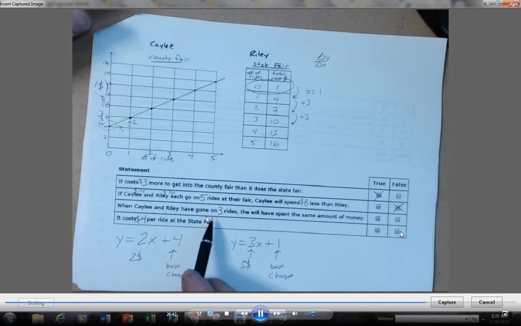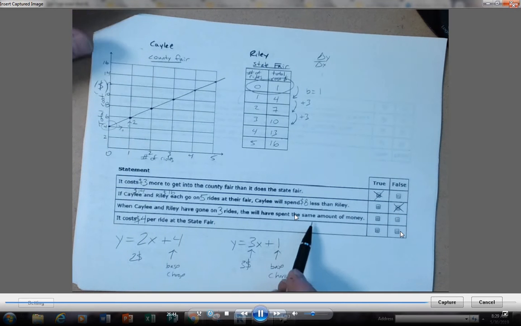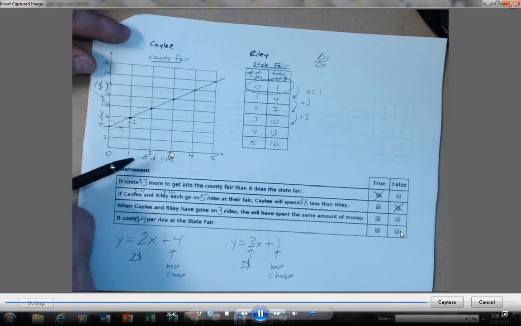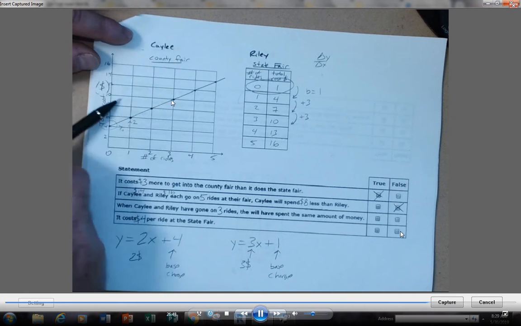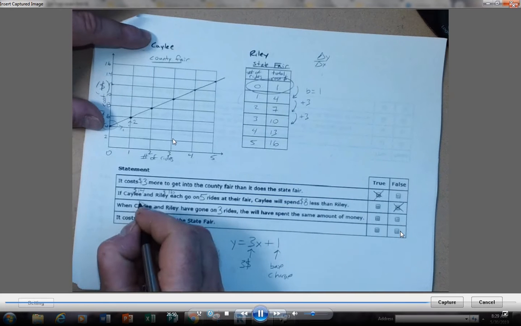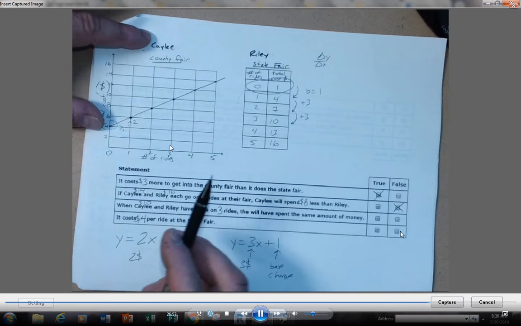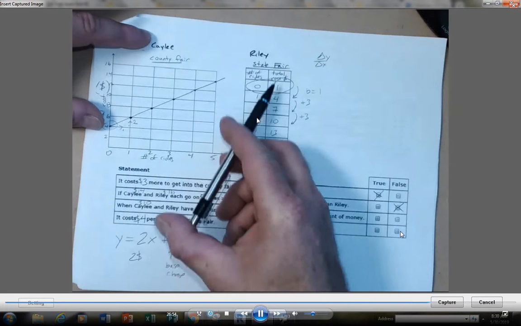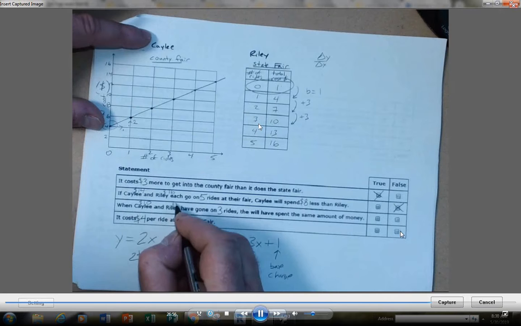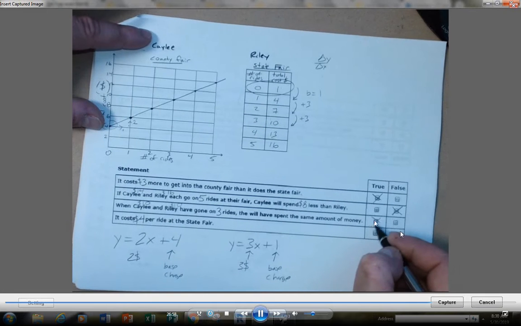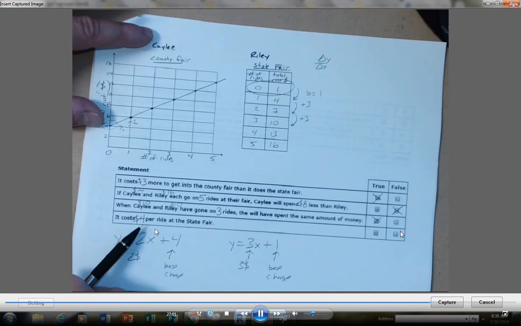Kaylee, Riley, after 3 rides, spent the same amount of money. So 3 rides, Kaylee, she spent $10. After 3 rides, $10 total she spent. Riley, after 3 rides, has spent $10 total from the table. So that is true. It costs $4 per ride at the state fair.